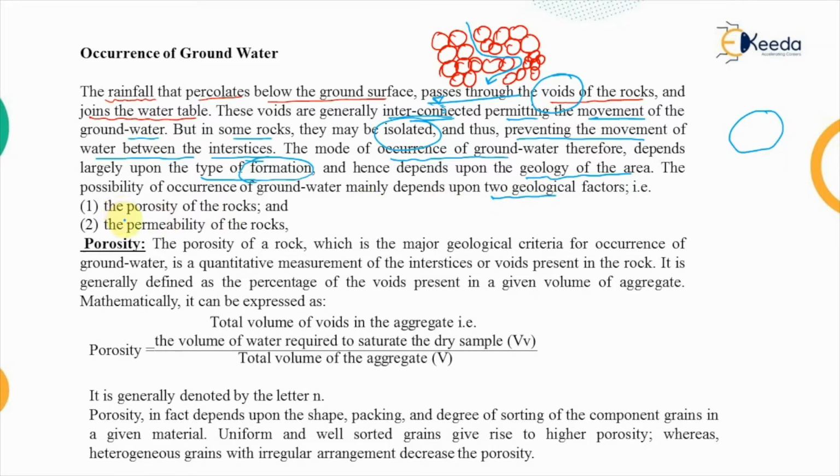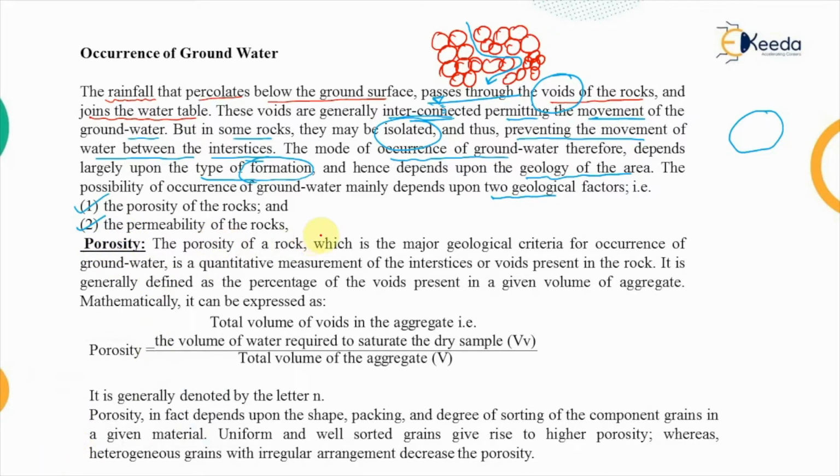If these are available, the chances of groundwater being available are high. The first factor that decides the availability of the groundwater is the porosity of the rocks, and the second factor is the permeability of the rocks. Now what are these terms? The first one is porosity.